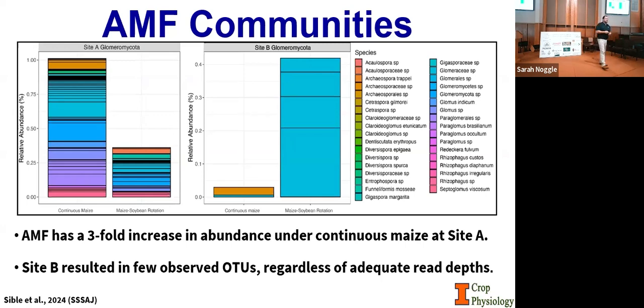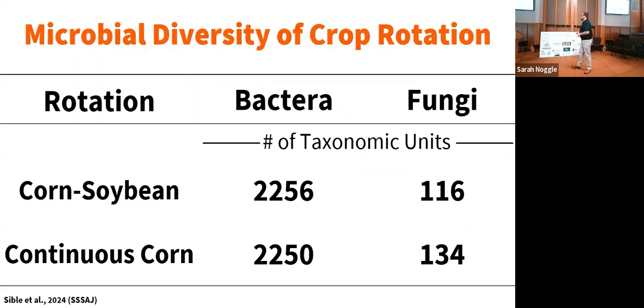And if bar charts and visuals aren't your thing and you like numbers, here's the numbers. So this is the number of taxonomic units for the average of the corn soy or the continuous corn, and then the fungal. And if you look, no change in bacteria. Continuous corn had 16% greater fungal diversity than corn soy. And that goes counterintuitive to what we sometimes hear, right? Better crop rotation should be better for microbial communities.